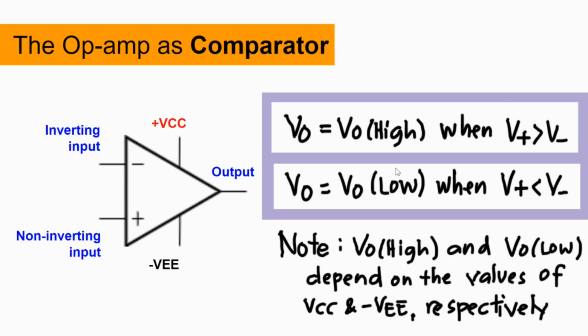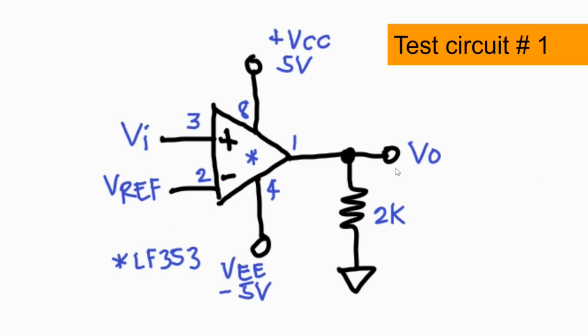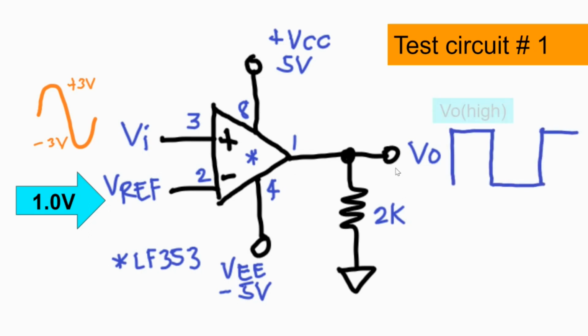Okay, now let's see how the comparator will behave if we give it a varying input signal. For V positive, let's use a sine wave which swings from positive 3 volts to negative 3 volts. For the other input, let's set it at 1 volt and call it the reference voltage Vref. According to its operating principle, the comparator's output will be Vout high whenever V positive is more than 1. At other times, Vout is equal to Vout low. Let's observe how our waveforms will look.